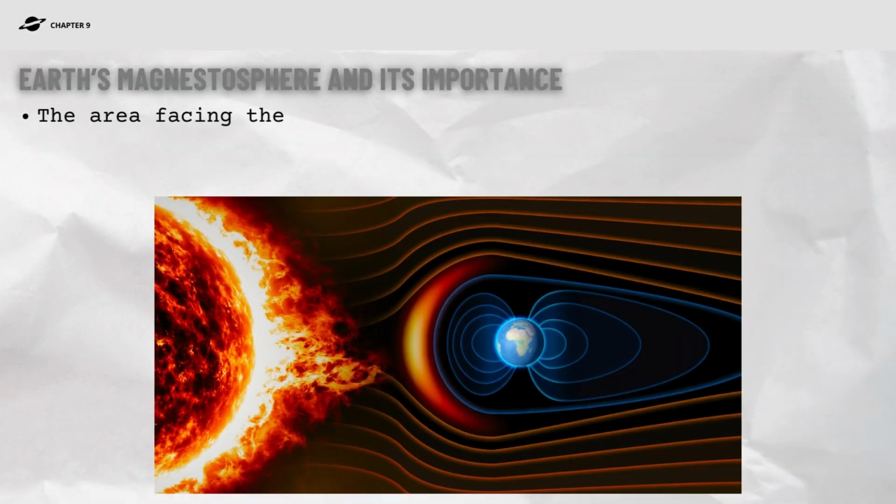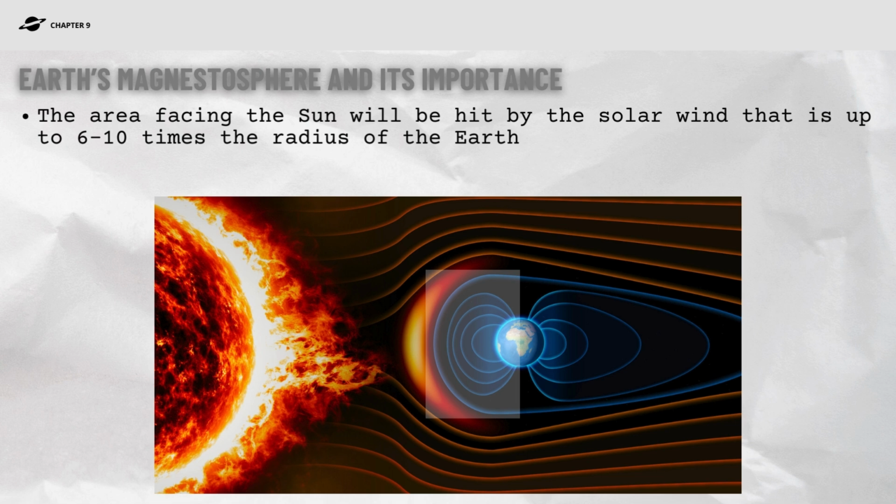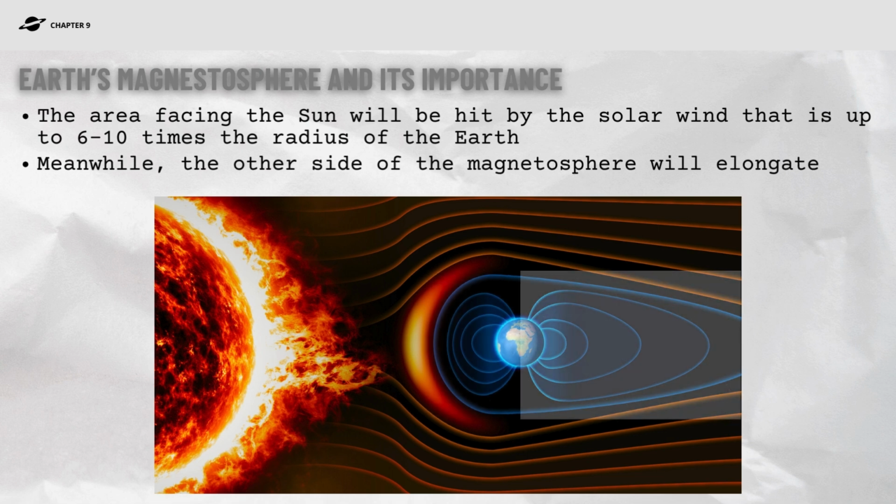The area facing the Sun will be hit by the solar wind up to 6 to 10 times the radius of the Earth. Meanwhile, the other side of the magnetosphere will elongate around 1,000 times the radius of the Earth.